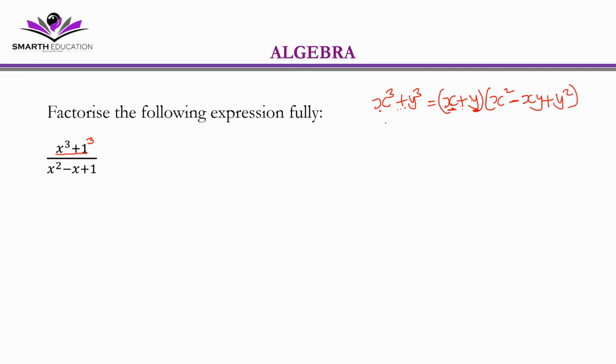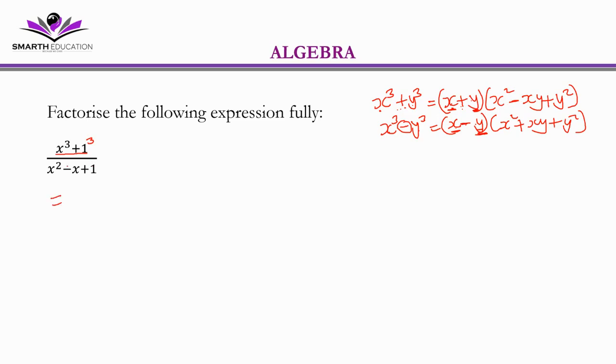If it's difference of two cubes, x cubed minus y cubed, we form our first bracket. It's going to be minus because it's minus here, and then we square the first term, which is x squared, change sign, it's minus here so it's going to be plus x times y, xy, and the last term is always positive, and then square the y is y squared. Okay, this is how we factorize the sum or difference of two cubes.